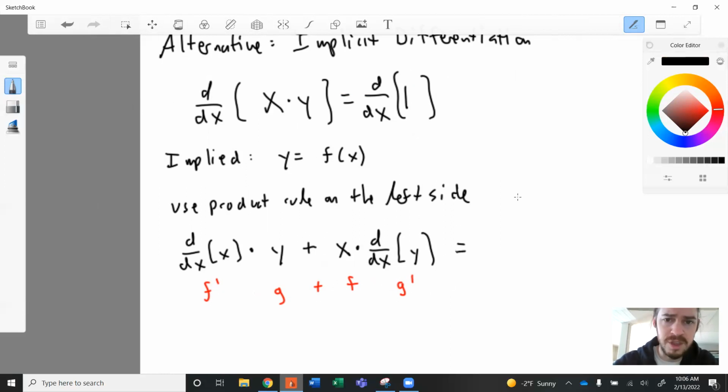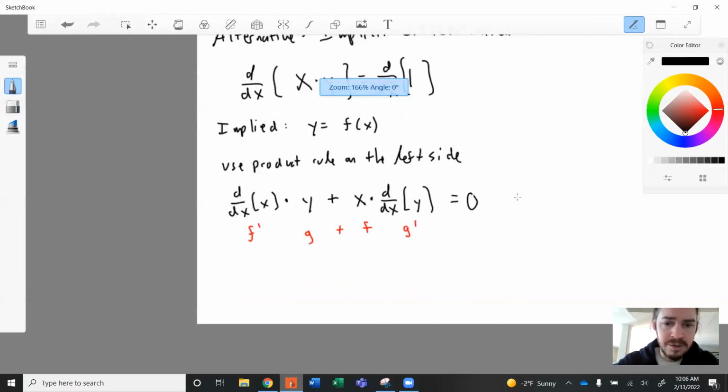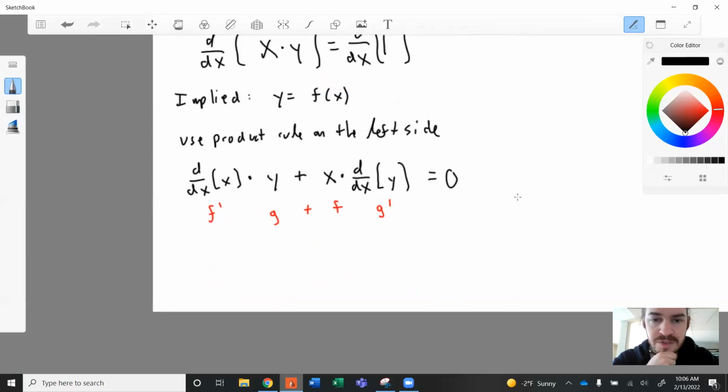Now on the right-hand side of the equation, we have the derivative of 1. That's just 0. So now we can do the derivatives of these little individual pieces that we have left. We still have to do the derivative of this here, and we still have to do the derivative of this here. So on the left, we have the derivative with respect to x of x. That's a nice easy one. That's just equal to 1.